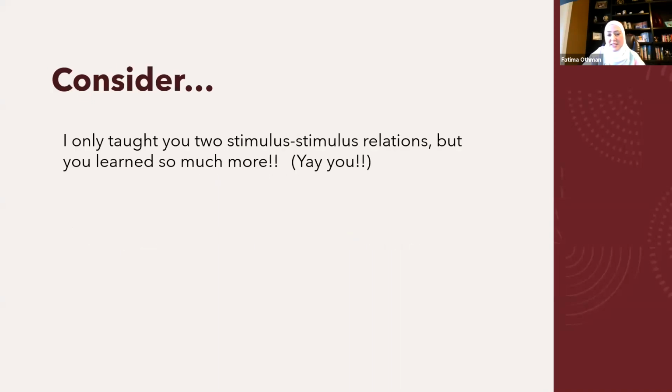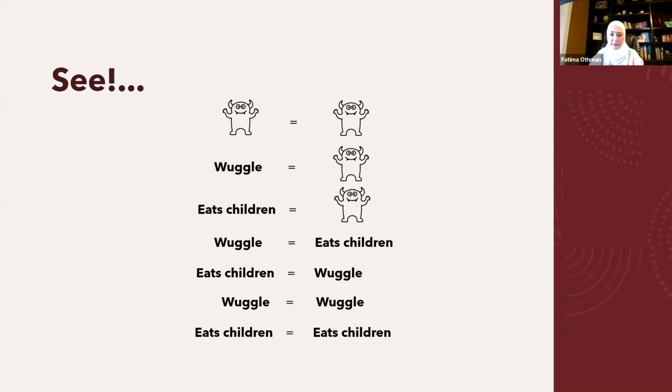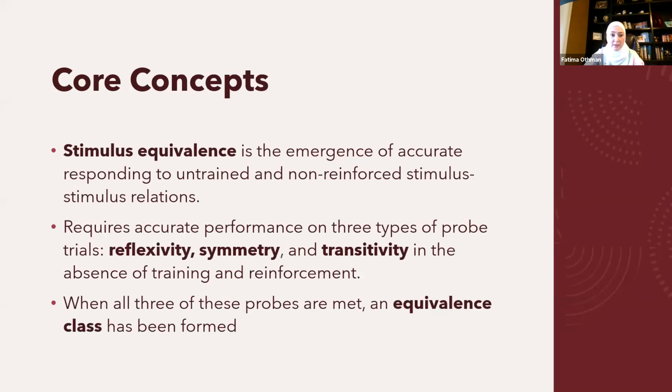So basically what I did was I directly taught you two relations. I taught you the picture of the monster is a Wuggle, and the picture of a monster is a monster that eats children. For me teaching you those two things, this is what you actually learned. So here we have all the stimulus equivalence relations right here. So that's essentially the breakdown of stimulus equivalence in a really, really simple way. And what it is, basically, is the emergence of accurate responding to untrained or non-reinforced stimulus-stimulus relations. So that's going to be your textbook definition.